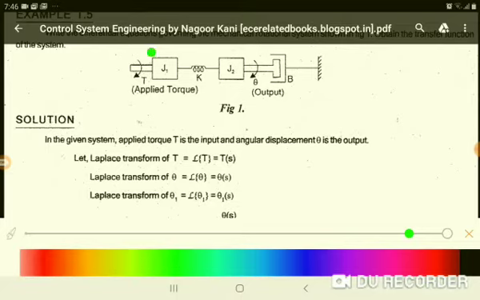See here, there are two moments of inertia, so we need to draw two free body diagrams. Here one torque is applied. This J1 is connected between two elements, K is also connected between two elements, and J2 is also connected between two elements. B is connected between J2 and the reference point.